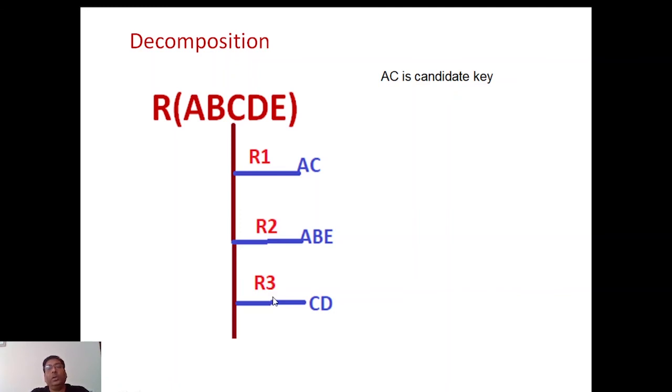So this is how you are supposed to find out whether a relation is in second normal form or not. If it is not, then you are supposed to decompose that particular relation.